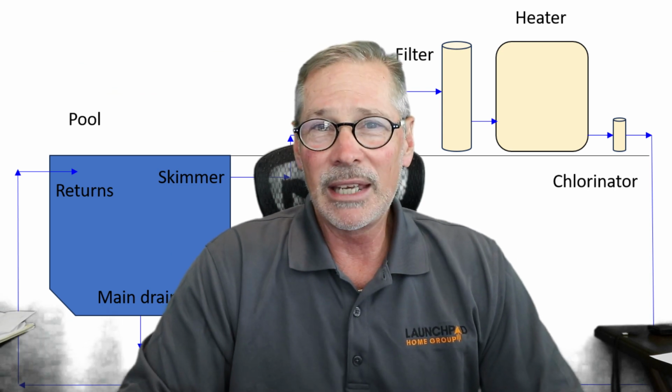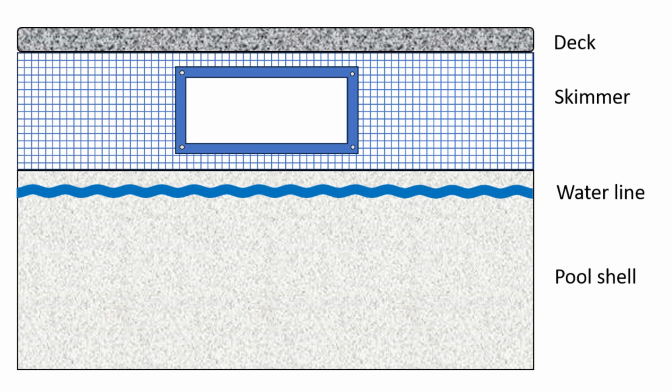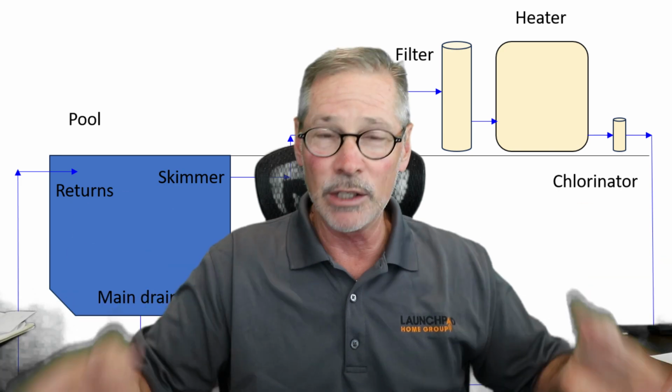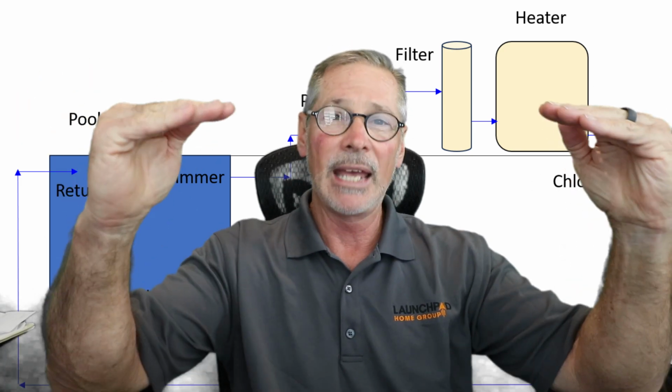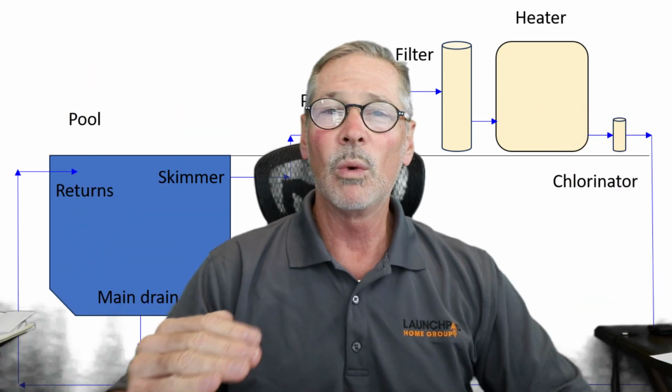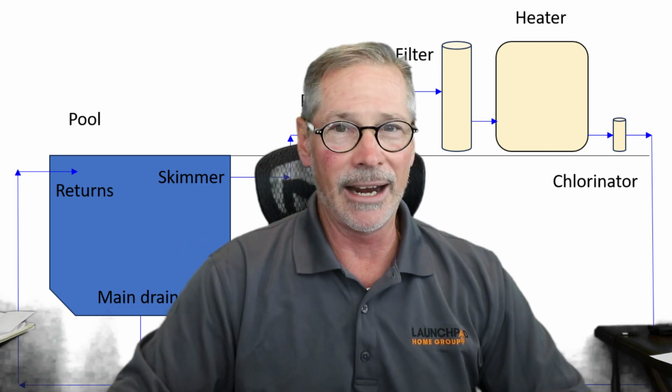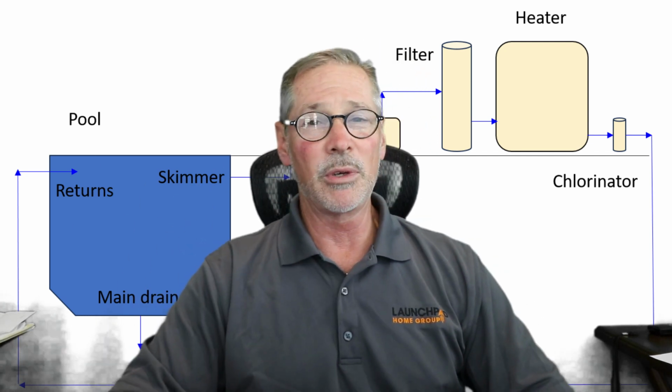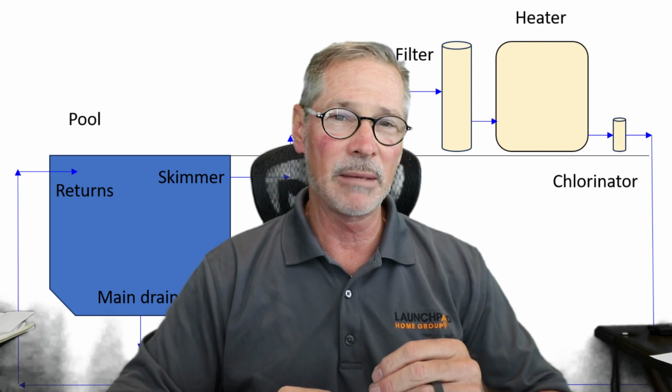The third most common thing would be low water level. If you do have a leak in the pool, or we've gone through prolonged periods of time where there's been no rain and you've experienced a lot of evaporation and the pool level drops, well, the skimmer can start to pull in air.